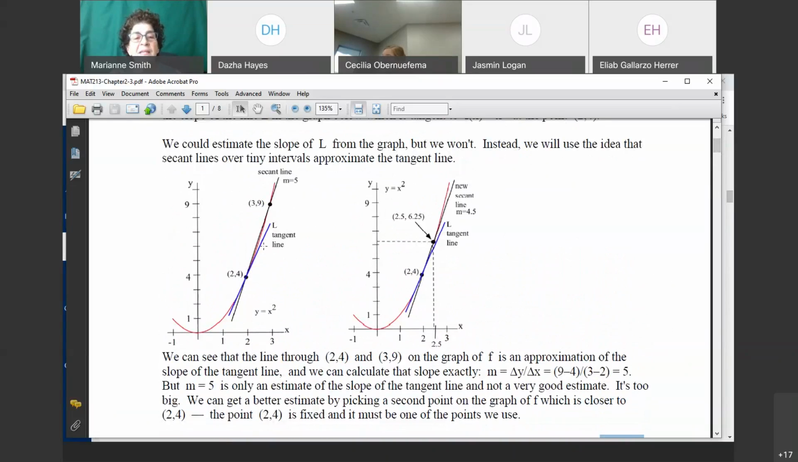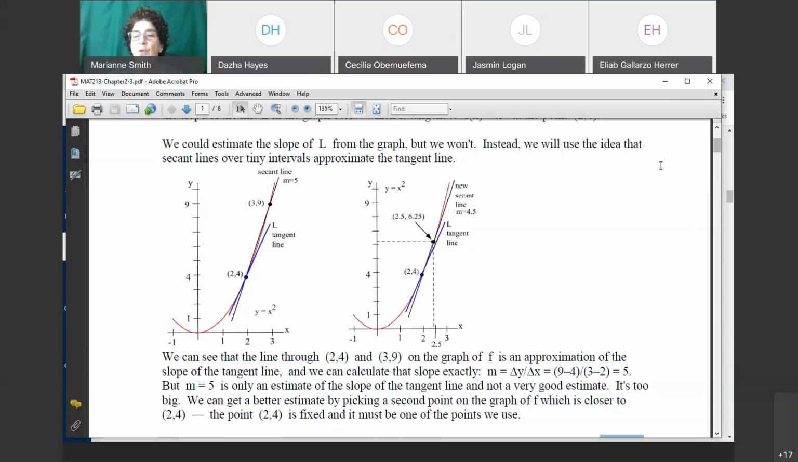Now you can see, hopefully by looking at this graph, the slope of the blue line is positive, but it's a smaller positive number than the slope of the black line. The black line's steeper, right? So that slope value should be a bigger number. So if we want a better approximation, remember the slope here was 5. See it up here? We're expecting a smaller positive number as the estimate.